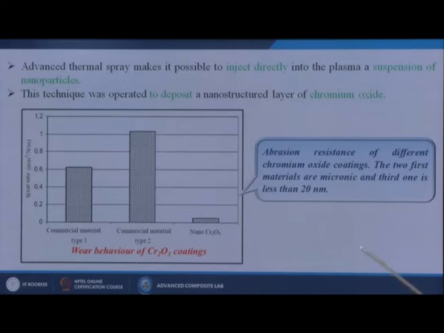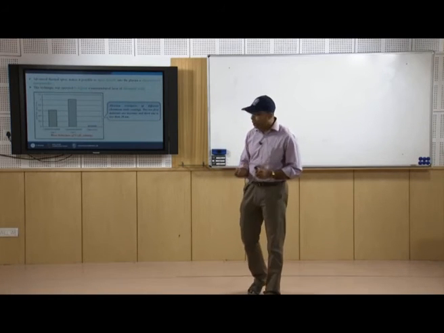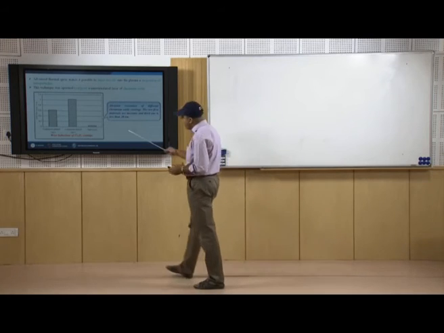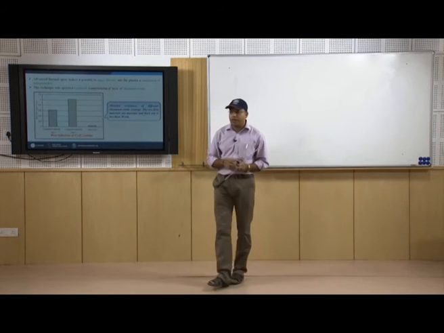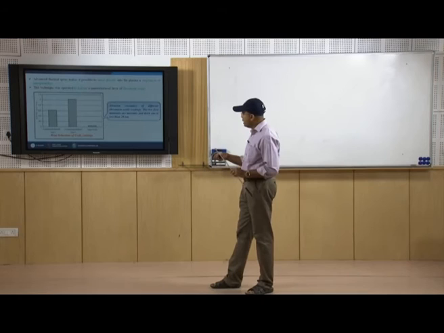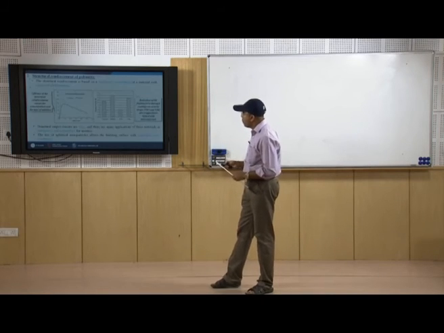So, this is the thing: when you are doing this kind of coating, the wear behavior of that particular material is decreasing totally and is coming to almost 0. So, the abrasion resistance of different chromium oxide coatings: the first two materials are micron-sized and the third one is less than 20 nanometers. So, in the first two cases we have used particles in the micrometer range. Now, in the third case we are using the chromium particles in the nano size range. That is why it is drastically changing the material properties.